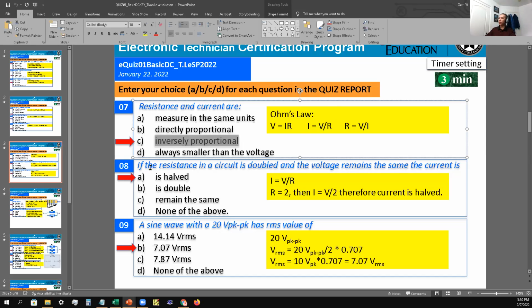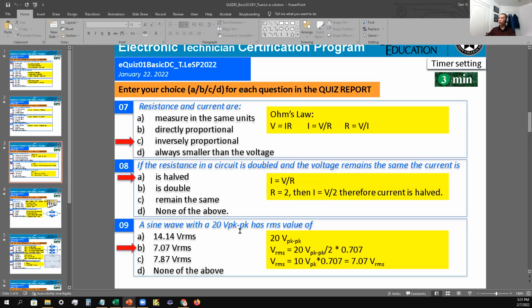Number 8: if the resistance in a circuit is doubled and the voltage remains the same, the current is pretty much half. Applying Ohm's law, I equals V over R. Say R equals 2 times R, then I equals V divided by 2. Therefore the current is half. So the answer is A as in apple for number 8.